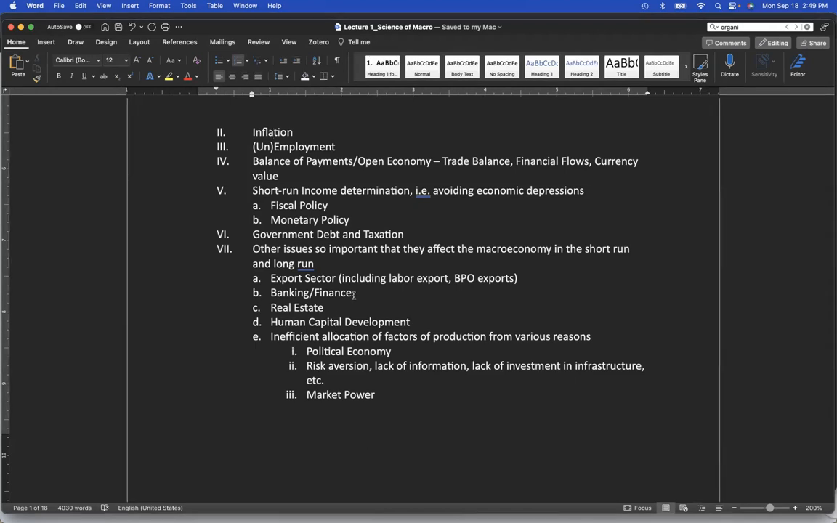And finally, inefficient allocation of factors of production. So this is related to banking and finance, and to real estate as well. If there's some reason why factors of production can't reallocate themselves, including capital, including money, and it could be for various reasons: political economy, risk aversion, lack of information, lack of investment, market power. Any of these things can lead to inefficient allocation of resources in an economy, and that would lead to lower output than otherwise.